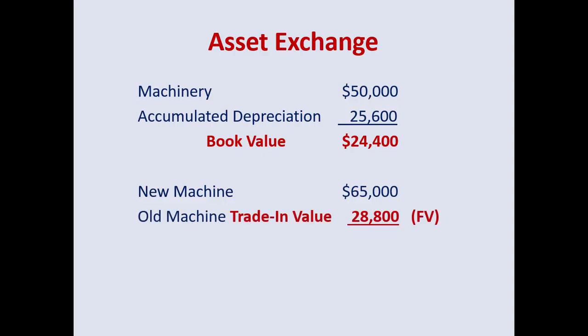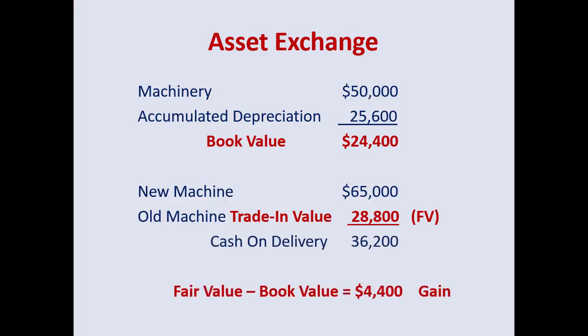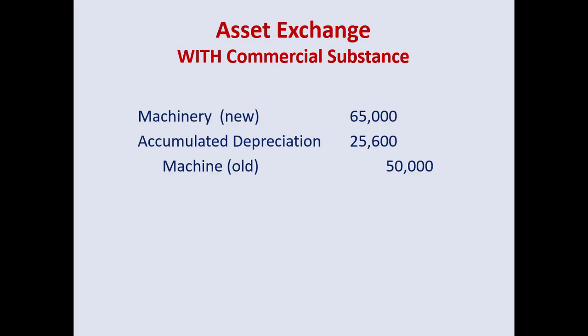Okay, now let's look at another example. Let's say they're going to give us a trade-in value of $28,800. That means I have to come up with less cash on delivery. This represents a gain, same amount for this example. With commercial substance, add the new machine, remove the old machine and the depreciation, record the cash going out, and then balance your journal entry. You have a gain. This is the journal entry if you do have commercial substance.